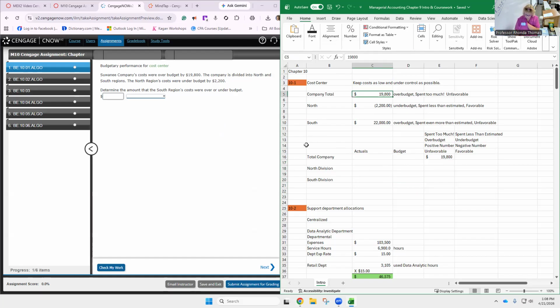So our total over budget, one more time, is, so let me type this in. Okay, so one more time, it's over budget. So we spent $19,800 more than we should have in the total company. So before you start going to the North and the South Division, we have a report that says that the North's region was under budget by 2,200. Okay, so under budget is favorable, but it's going to be a negative number.